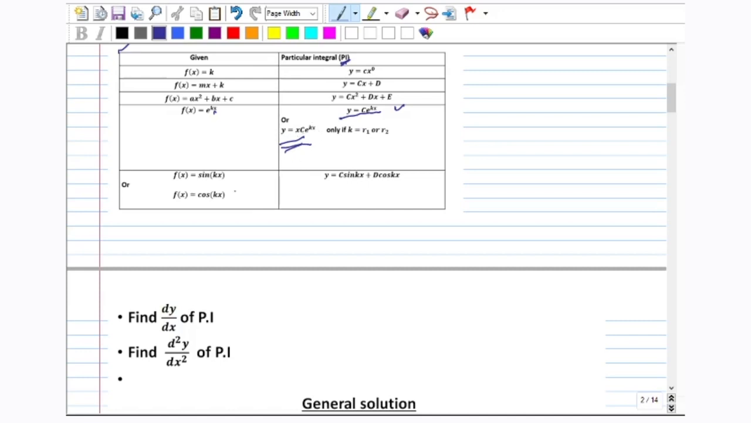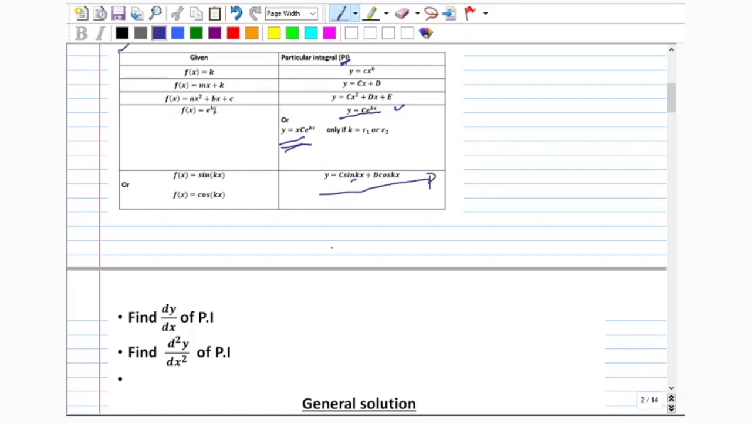Okay? If you have a trigonometry, whether you are having sine kx, you are going to say y equal to c sine kx plus d cos kx. If you are having f of x, which is cos kx, you will use the same one. It will not change.